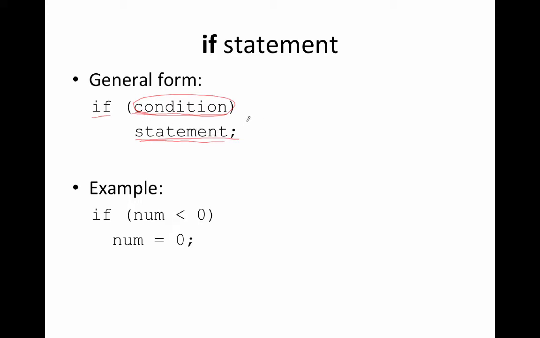So for example, let's say we have a number variable called num and we don't want it to be negative. So we might say if the value of the variable num is less than 0, if that's true, then we're going to change num to have the value of 0. So if the value of num is less than 0, we'll change num to 0. Otherwise, we'll just leave it alone. We're not doing anything to it.